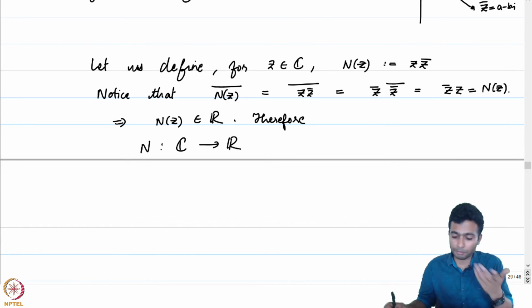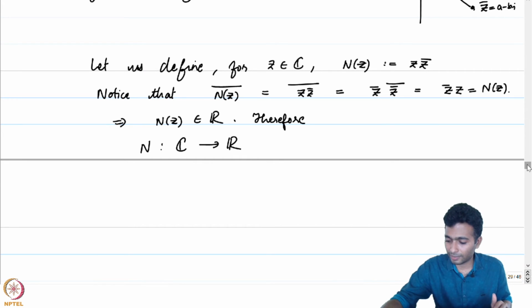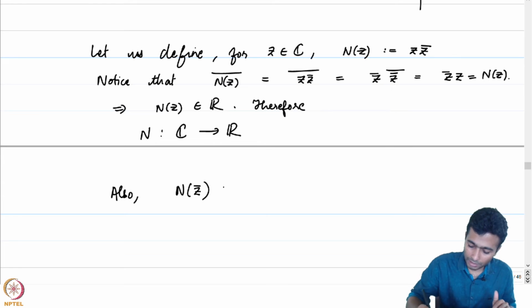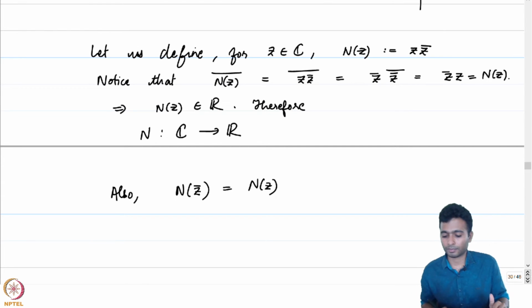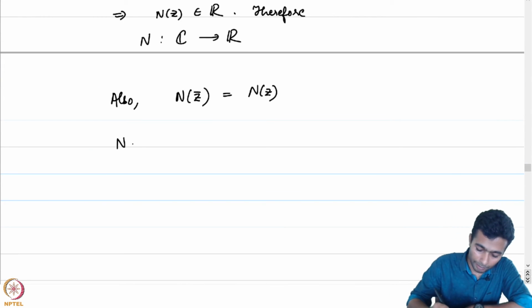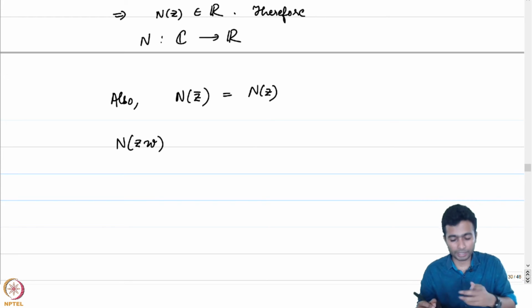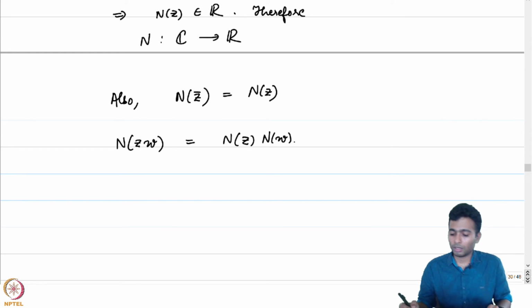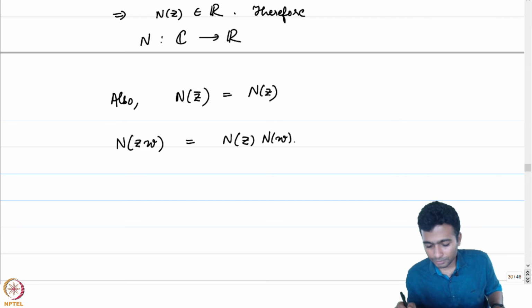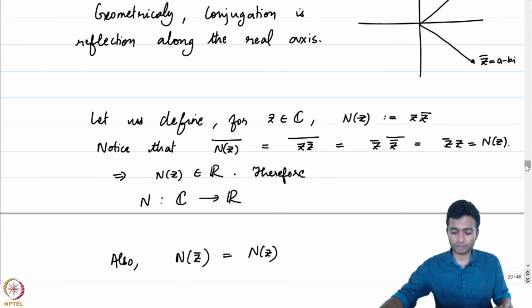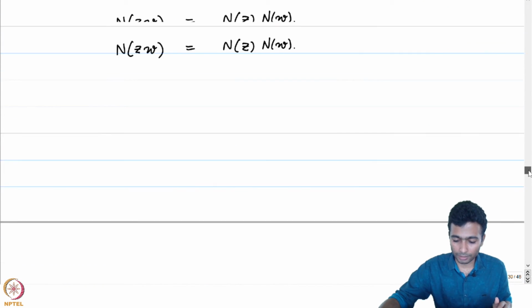We already saw that n of z bar is n of z. Also, this is something which I will leave for you to check: n of z bar is the same as n of z, by the same argument. What next? An important property of n is that n of z times w is equal to n of z times n of w. So this function is many times referred to as the field norm, and it is an algebraic concept. It's actually the field norm of C over R.